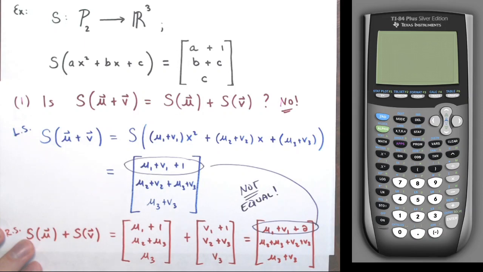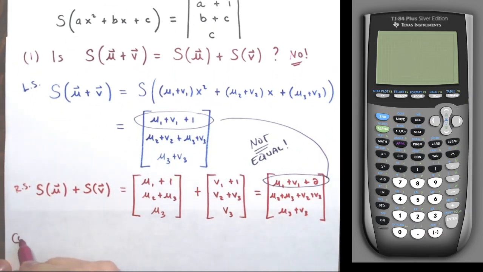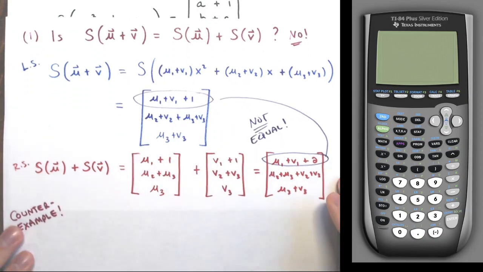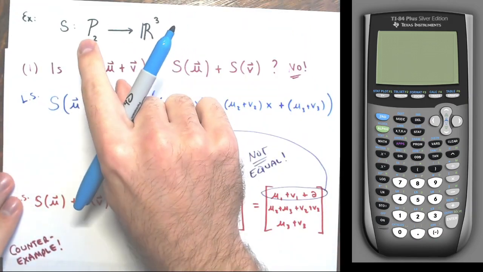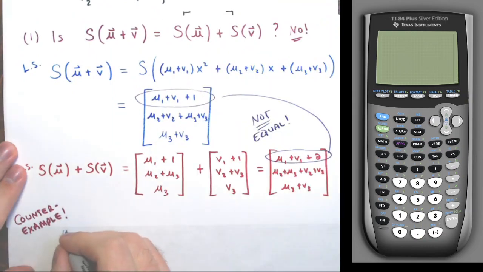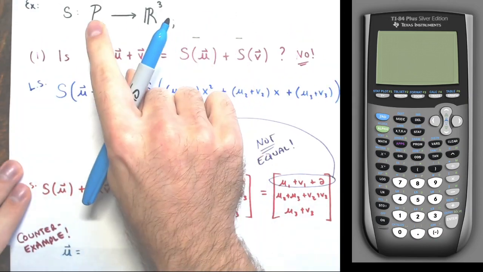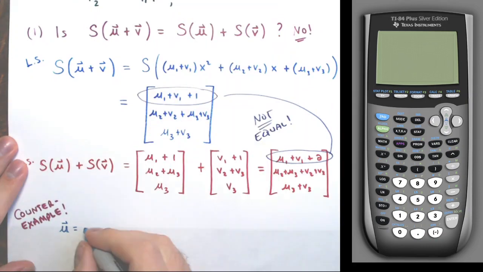But I'd also like to show with a counterexample to this statement. I'd like to show that this is false by showing it's false just once, by finding just some specific vectors u and v. So here is a counterexample. I'm going to take two specific vectors from P2, two specific polynomials. So say u is, again, this is from the domain, from P2, so a polynomial of degree 2 or less. Say u is x squared minus 3x plus 1.